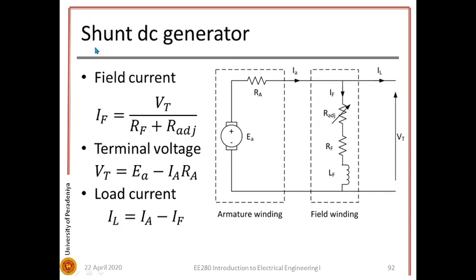In the shunt DC generator, the field winding is connected to the output voltage. This is the armature winding and this is the field winding. The armature current is split into two components, one for the field winding operation and the other to the load. The field current IF is equal to Vt over (RF + R adjust). Terminal voltage Vt is EA - IA RA. The load current would be IA - IF.